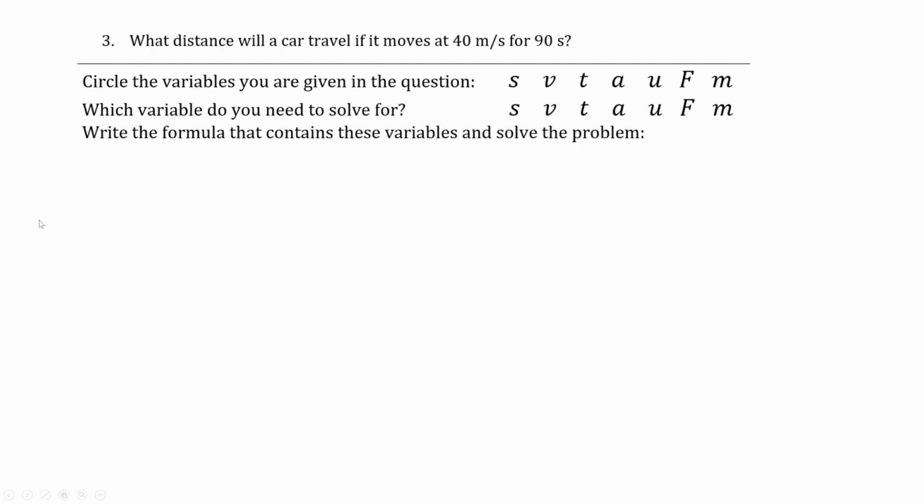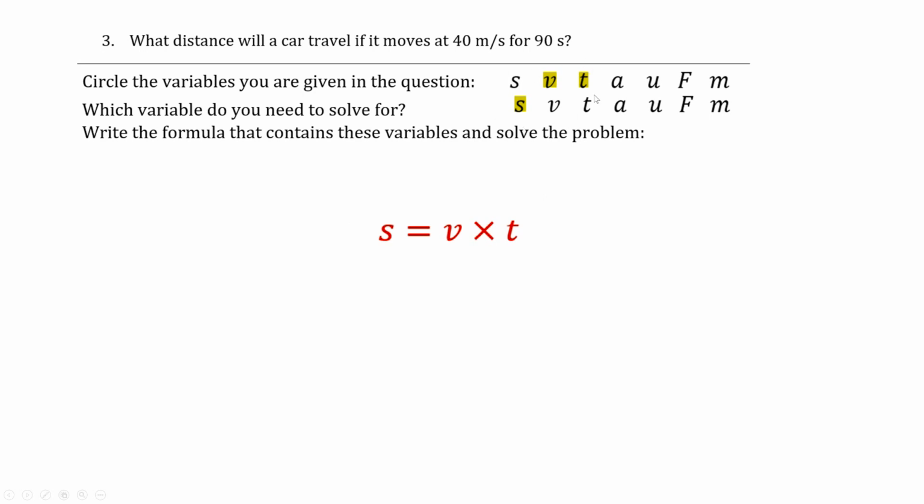Here's the first kind of real question where you've got to use a formula. They're scaffolded. So the first thing I want you to do is circle the variables you're given in the question. We're given a velocity and we're given a time. So you'd want to highlight velocity and highlight time. It wants you to find the distance, so it wants you to find s. Is there an equation that has all of those in it? You bet there is. It's s equals v times t. So this is the equation we're using.